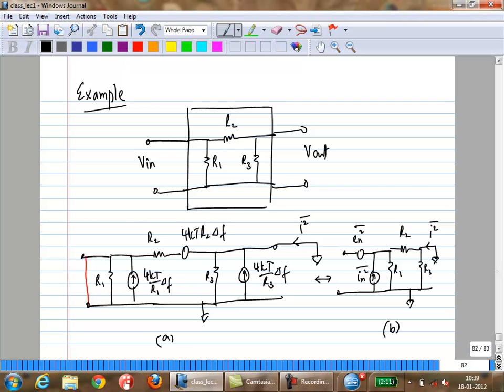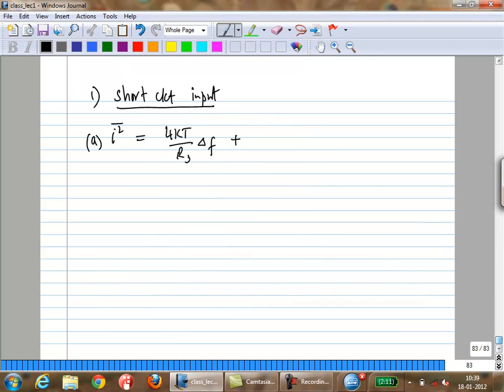Okay. There shouldn't be any current through R3. But remember that this equivalent noise was in parallel with R3. Right? Okay. If I redraw the equivalent circuit for you, suppose R3 was this way. Suppose you redrew the equivalent circuit in terms of the noise. You can clearly see that there is going to be a noise current. Right?